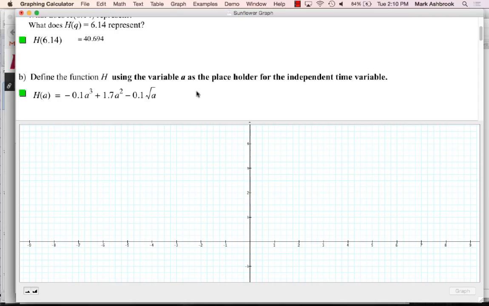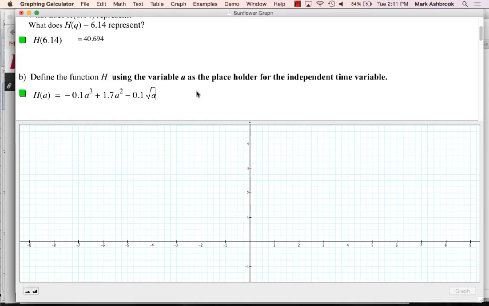So does your h of 6.14 show 40.694 centimeters? Mine could be wrong. So does yours show that? Did I put it in according to what we said? So when you get the function defined properly, now h of 6.14 has meaning to GC because you've defined that function. And it tells you what? The height at 6.14 days, 40.694 centimeters. Are we good on B?